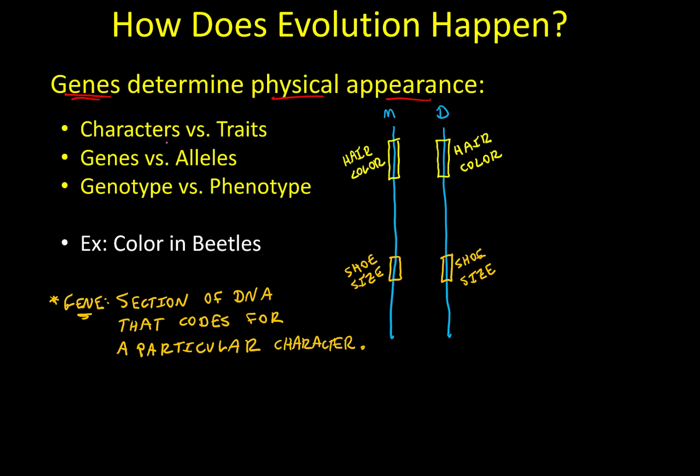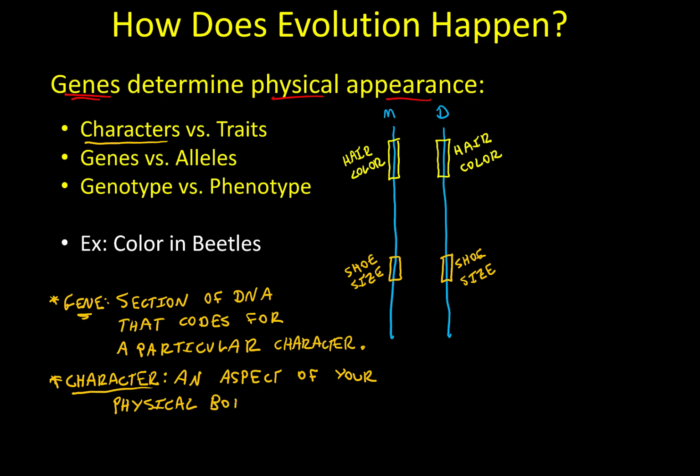Here's why. Character is the formal term we use when we're referring to some aspect of an animal's physiology or anatomy. So some physical, some part of their body, some characteristic they have. The characters aren't necessarily very descriptive. They tend to be more like categories. Right? So a character is an aspect of your physical body. But the trick is, it's a category.